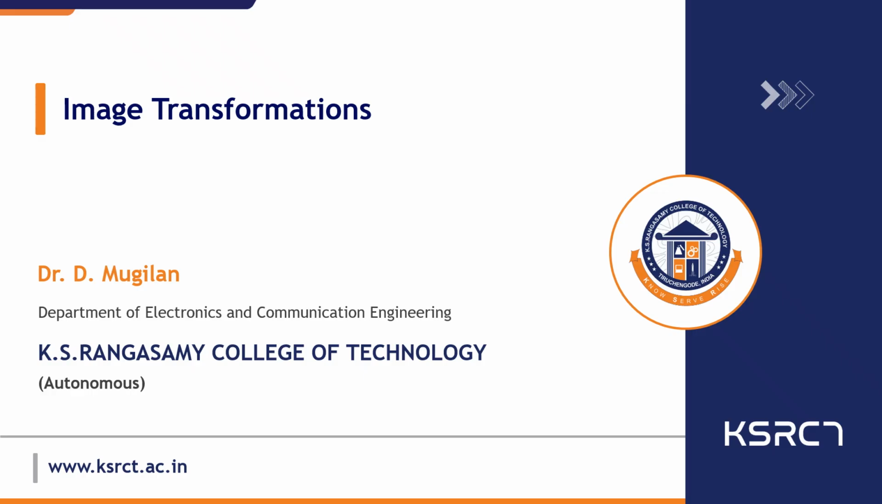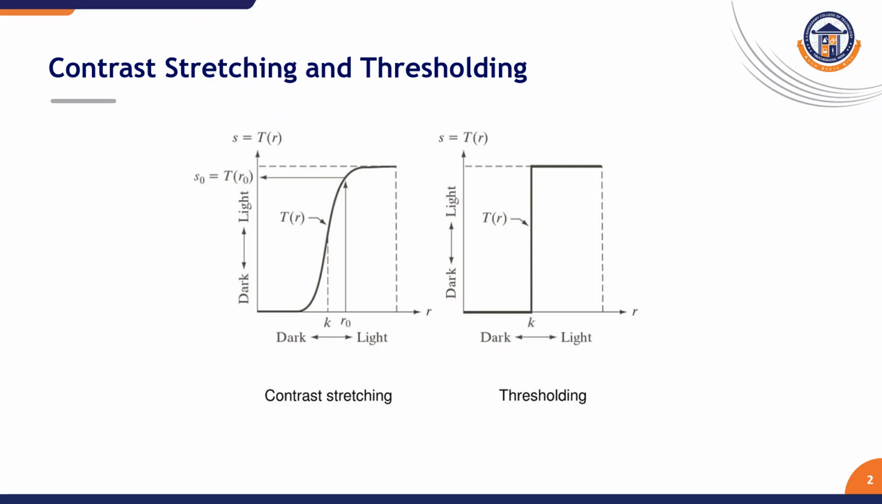In this video, we are going to discuss image transformations. In the transformation, the basic concepts include contrast stretching and thresholding. Here, contrast stretching means, from darker to lighter, how much we are going to stretch is very important. That is, the input is r, whereas s is equal to T of r. T of r is the transformation of r.